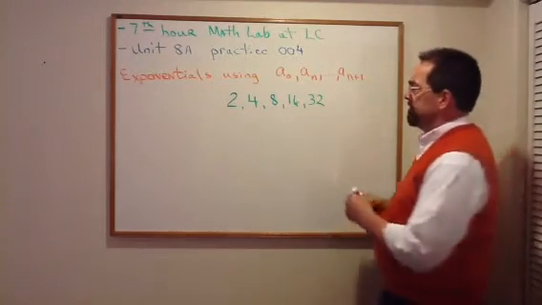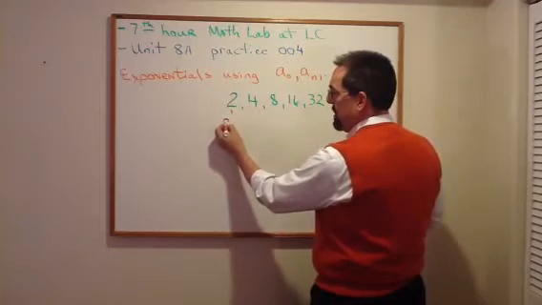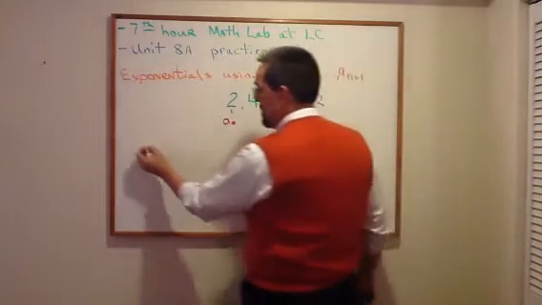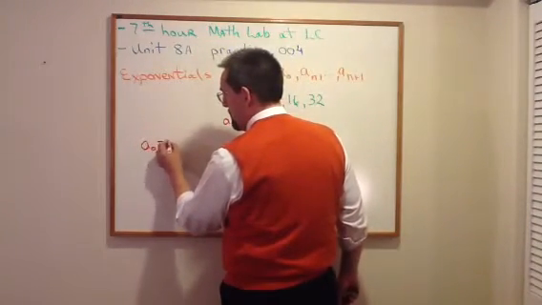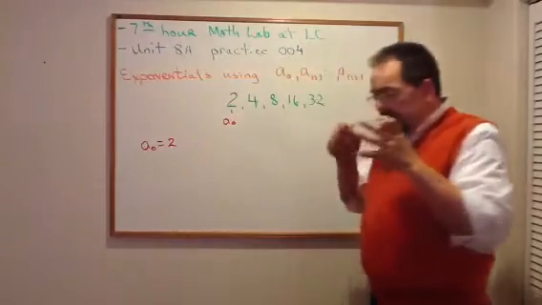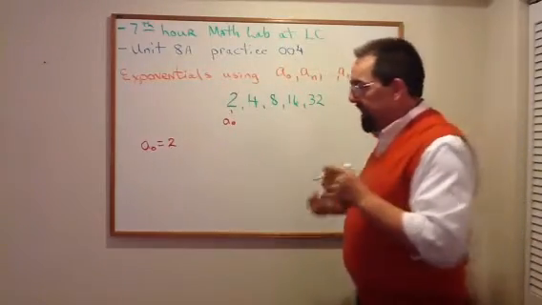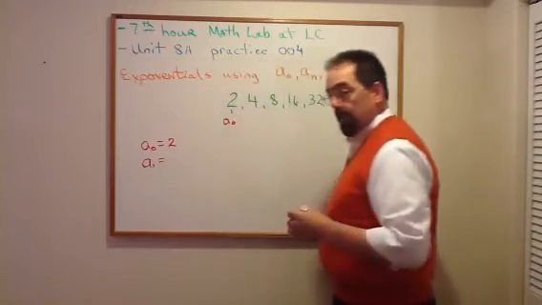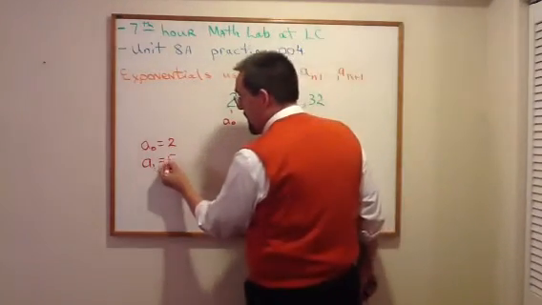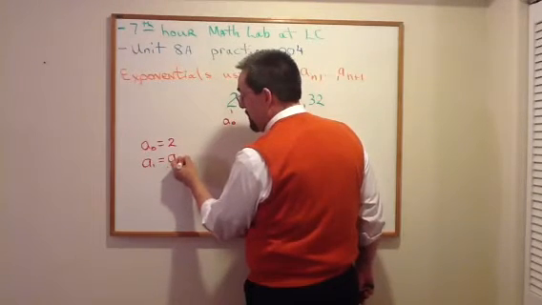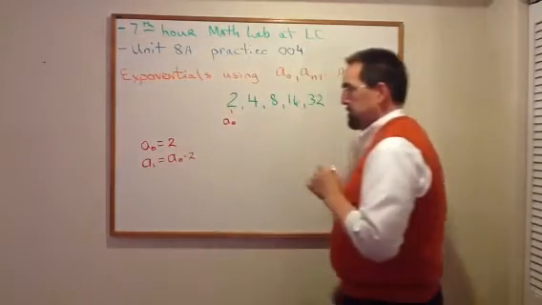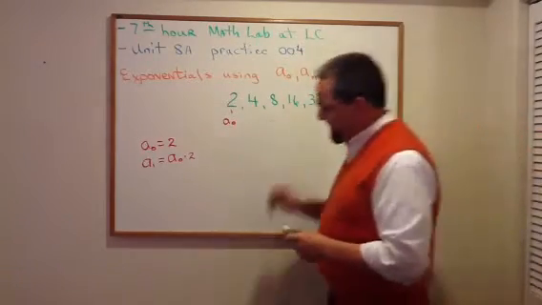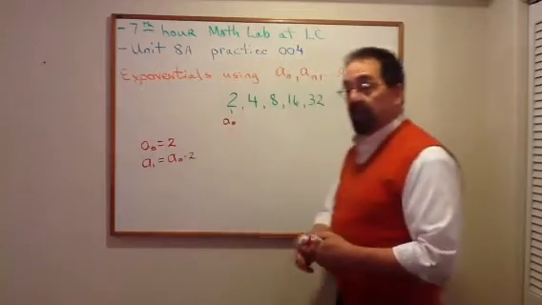Let's rename them. The first one, a sub 0. If a sub 0 is 2, can't we think of the next now statements and think of it like this? A sub 1 is equal to a sub 0 times 2. Now you're saying, oh, wait a minute, how'd you know it was times 2? Well, let's take a look at the data and see if we can find that constant rate.